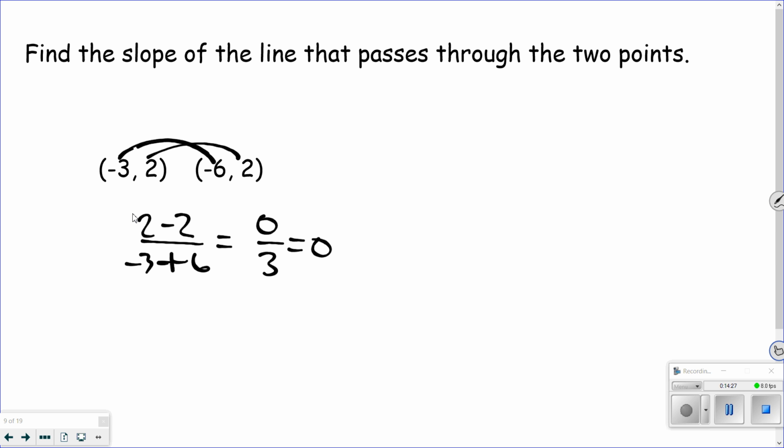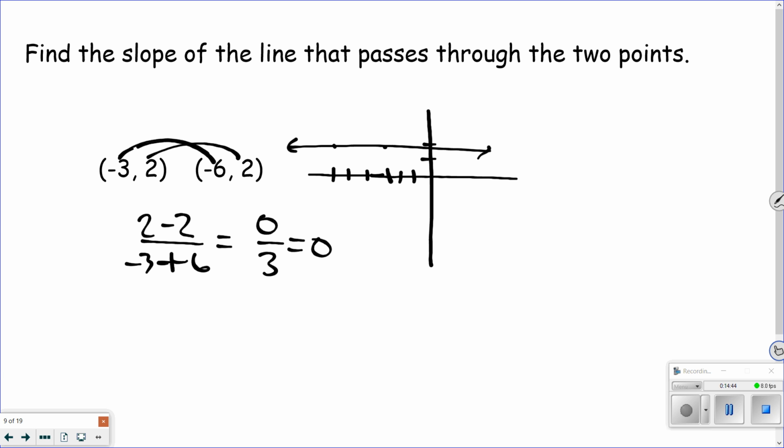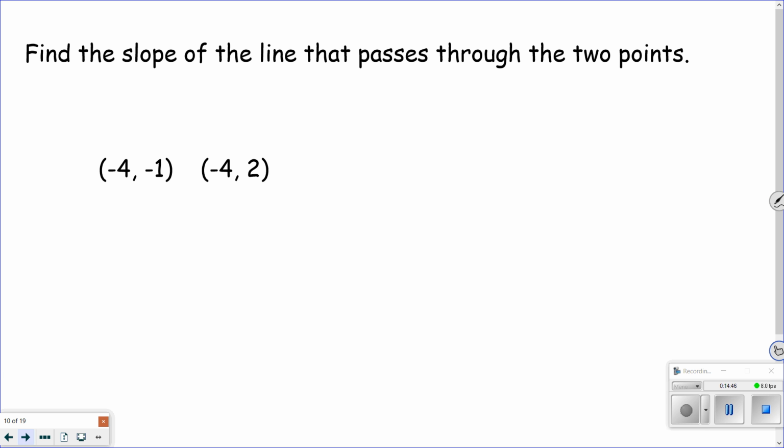If we graph that, you don't need to graph it, but just think about what the graph would look like. I've got a point at negative 3, 2, and negative 6, 2. It just forms a horizontal line going that direction. Let's do this last point here, and then we'll look at equations.